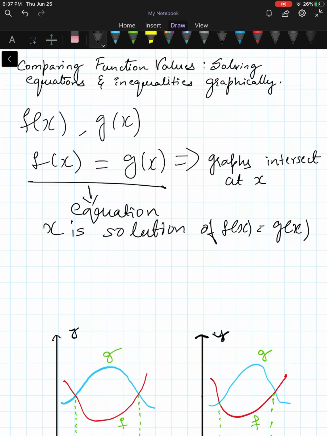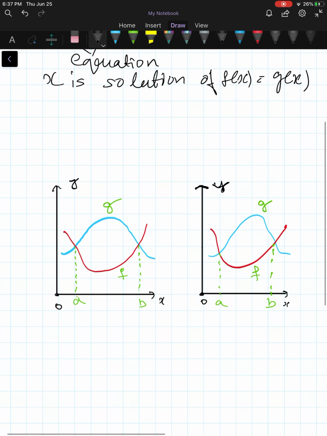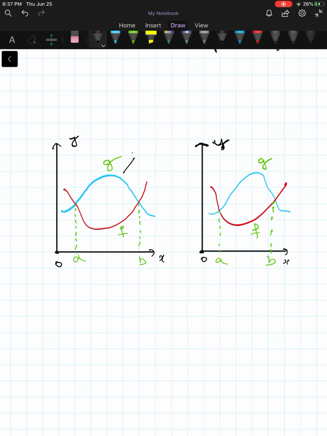And graphically, if you see g higher than f, so in the two graphs below here, you have g taking higher values than f. So in this case, g of x is greater than f of x for all x values between the range a and b. G is higher than f, but after b or before a, g is taking values below f. So that means g of x is less than f of x.